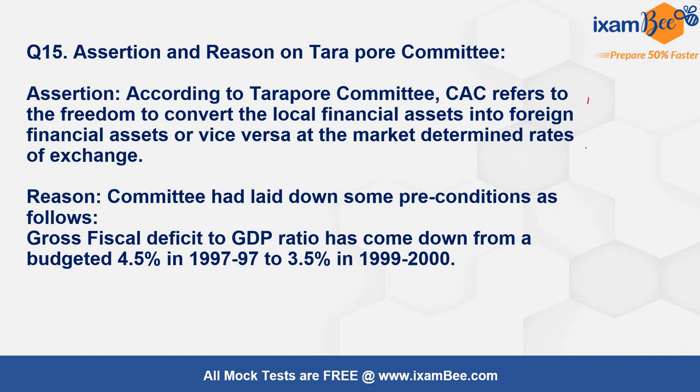Next, you were given assertion and reason on tariff committee, and you have to choose the correct option, whether the assertion is right and reason is the right explanation for the assertion, or both are incorrect or both are correct, or only assertion is correct and reason is wrong. We are not sure exactly what was there in the assertion and reason, but depending upon what argument they had stated for the tariff committee, you had to choose the right option.